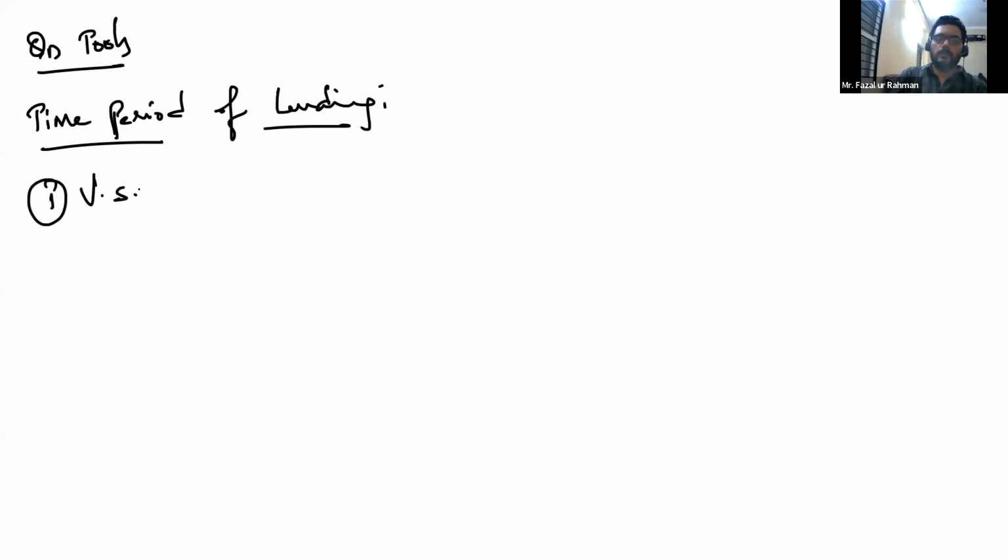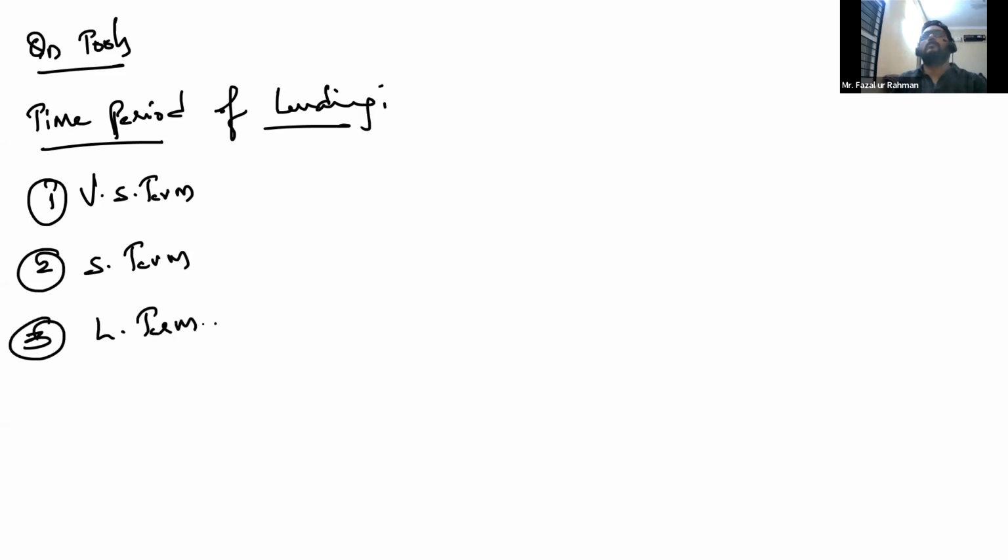One is very short term. Second one is short term. Third one is long term. So we have very short term, short term, and long term. So what do you mean by very short term? Very short term means the time period is less than 1 day, or less than 24 hours.